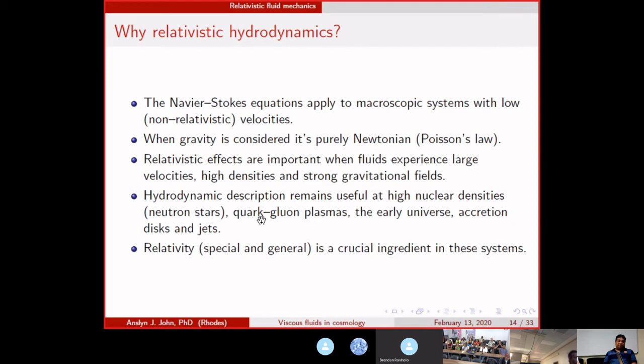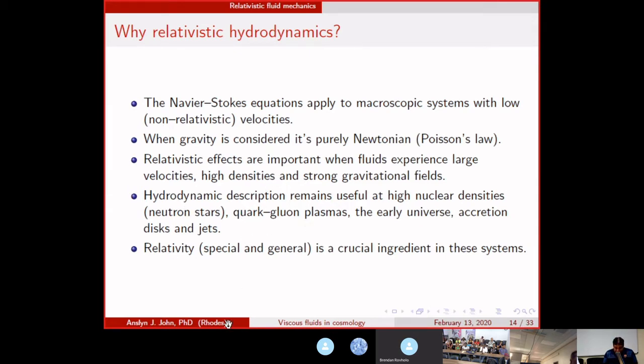Okay, and you'd want to use a hydrodynamic description because it still remains useful even at these high nuclear densities that occur in neutron stars, quark gluon plasmas, the early universe, accretion disks, and jets. So there's a wide range of systems in which hydrodynamics is incredibly useful and a good description, but where relativistic effects cannot be ignored. So in the sorts of systems that I've just described here, both special and general relativity have to be incorporated. So there's already a strong motivation for including relativity and hydrodynamics.